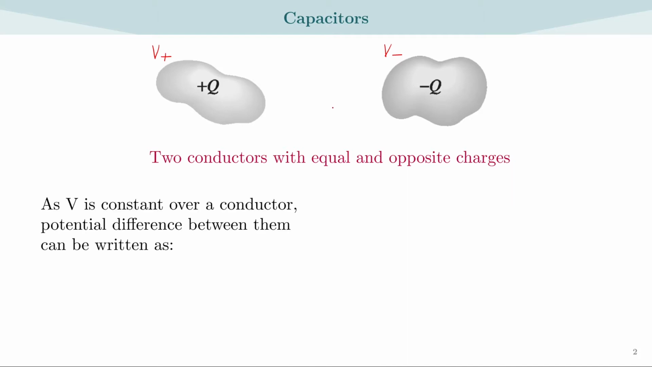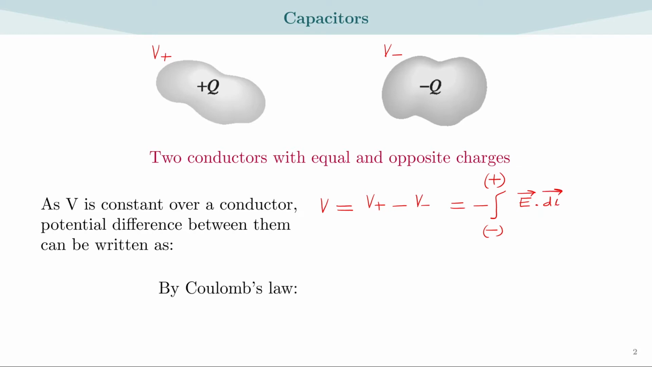Now, in that case, we can find the potential difference between these two plates as V equal to V plus minus V minus, which is equal to negative of the integral starting from the conductor with negative charges and ending at the conductor with positive charges, E dot dl. Now, what is E? By Coulomb's law, E is given by 1 over 4 pi epsilon 0 integral rho over script r square times r hat d tau.